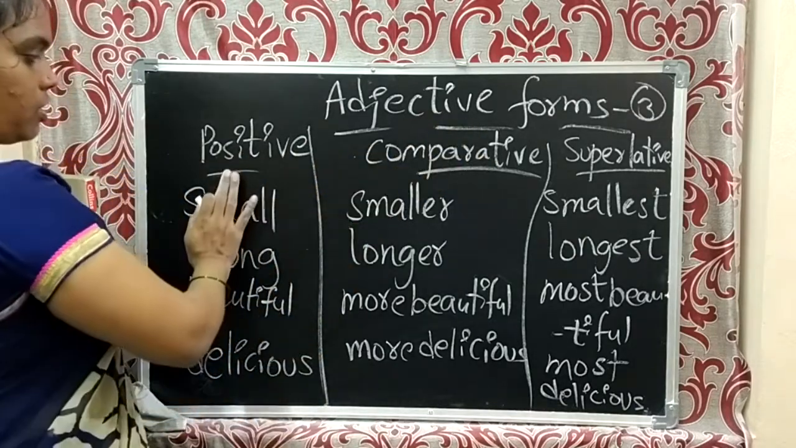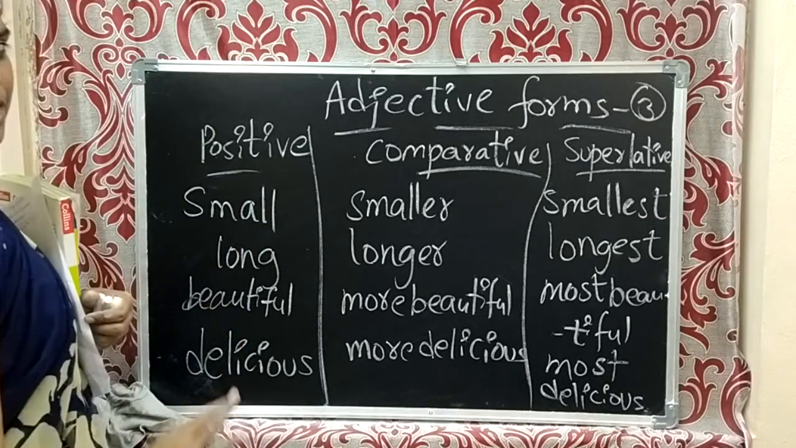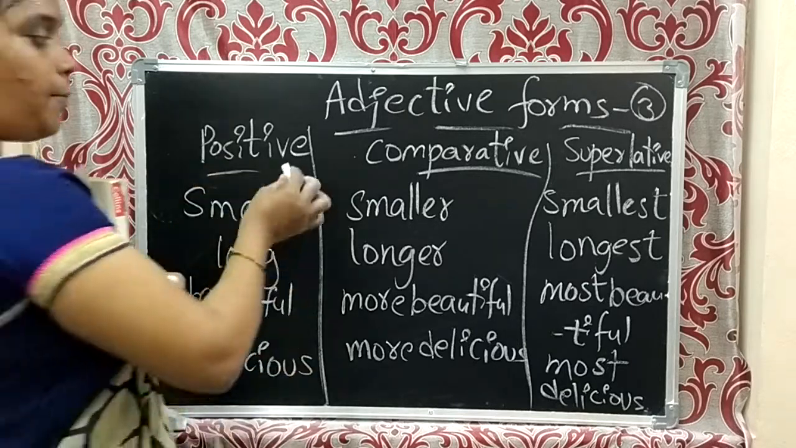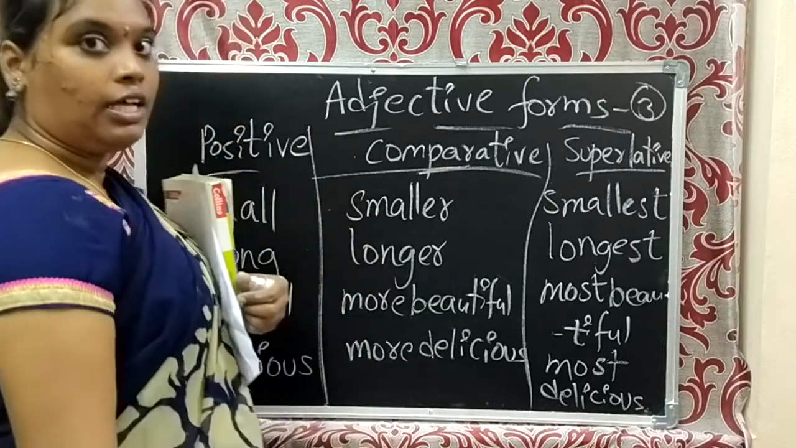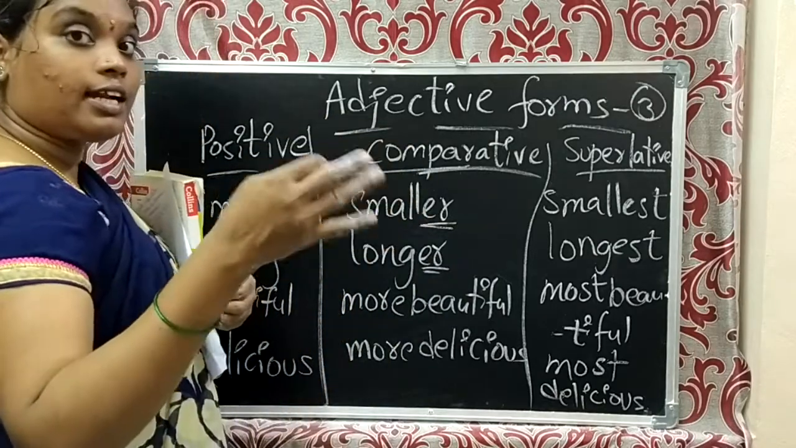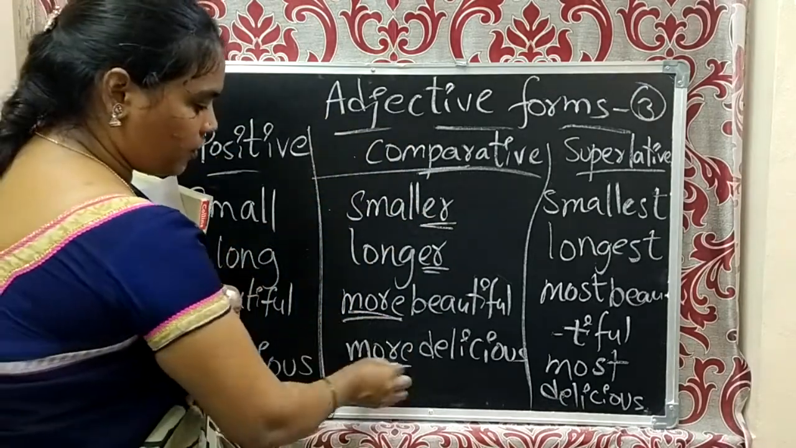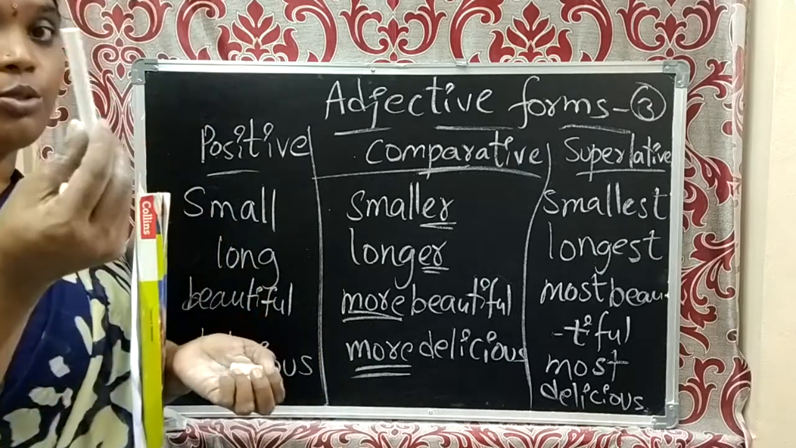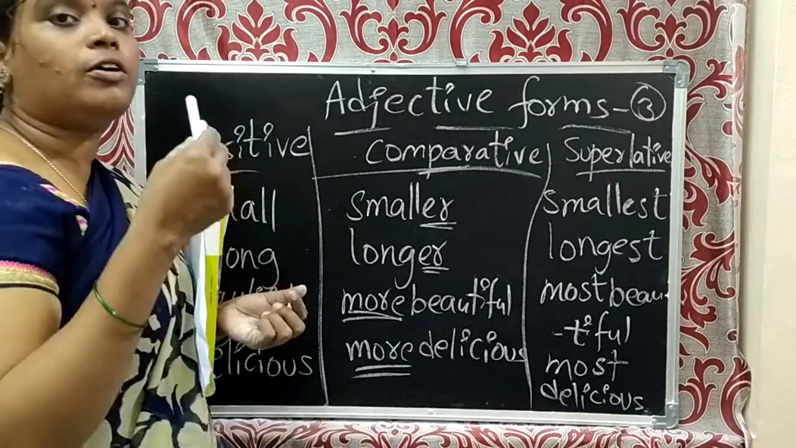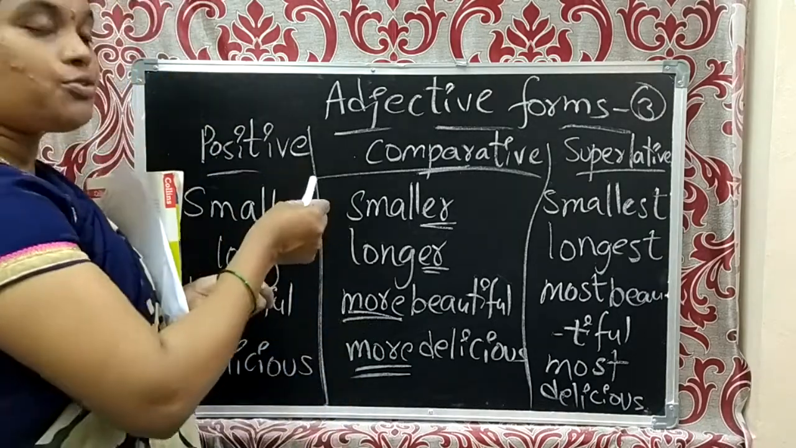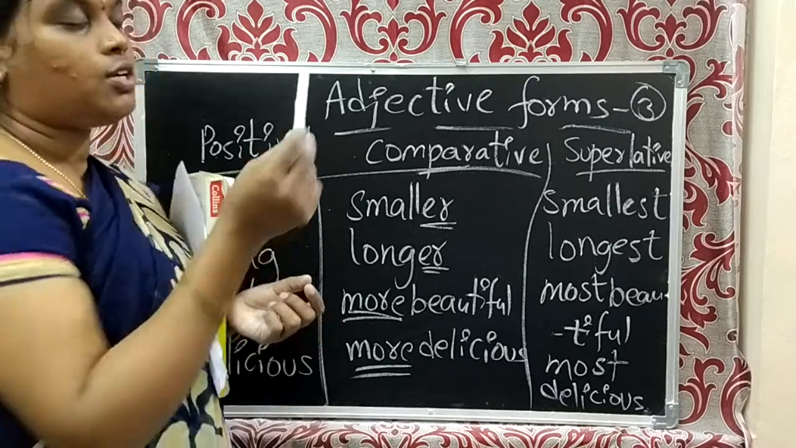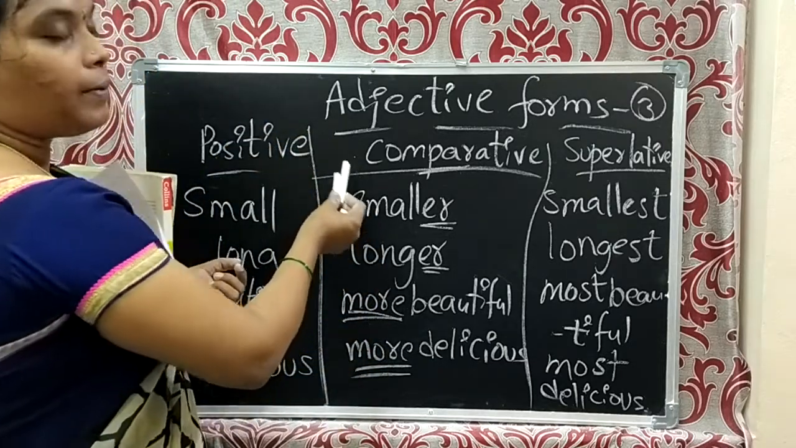So here children, see here, positive, comparative and superlative. Positive means, as we know, the basic adjective form. So here there is no change, because we are talking about only one thing. But whenever we come to comparative, we compare to another thing, so we are using two things. In that place we are talking about two persons or two things, then we are using comparative. So when we compare between two things or two persons, we use comparative forms.